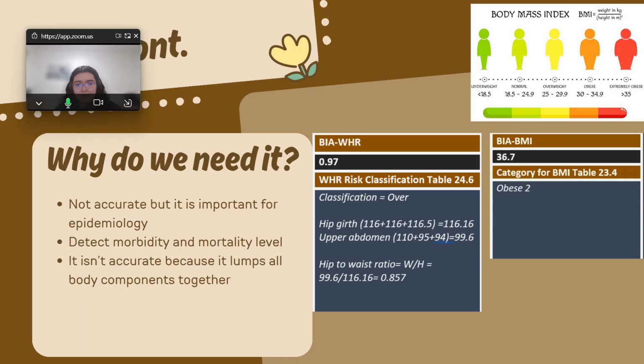For the BMI, I added the BIA, which is the machine-made test. I am at 36.7 in the BMI, which puts me at obesity type 2. For the waist to hip ratio, I also included two: the BIA puts me at 1.97, while the human-made hip to waist test puts me at 0.877, which is a large deviation, and it still puts me as over.